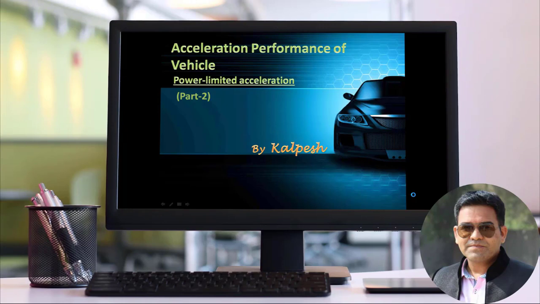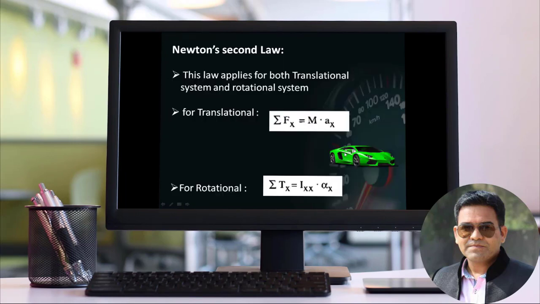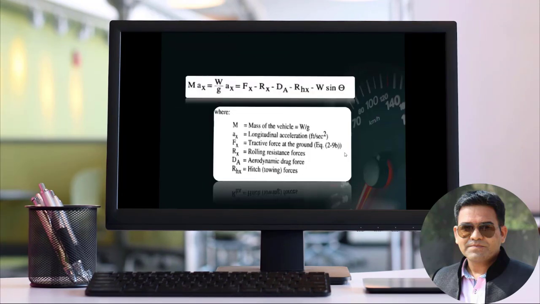In continuation with my previous video, I am back with the power limited acceleration performance of the vehicles. In my previous video, we have seen basics about the transmission layout. We learned about the mechanical systems through which the engine power is transmitted up to the road wheels. We also learned about Newton's second law for the transmission system and the rotational system both, and lastly we have learnt about the application of Newton's second law to understand or to estimate the acceleration performance of the vehicle.